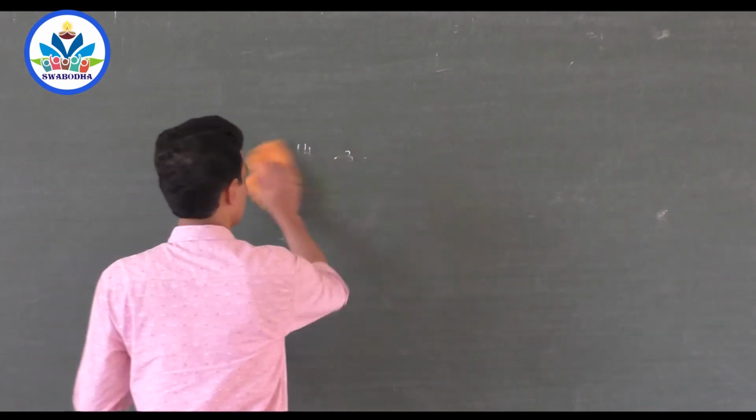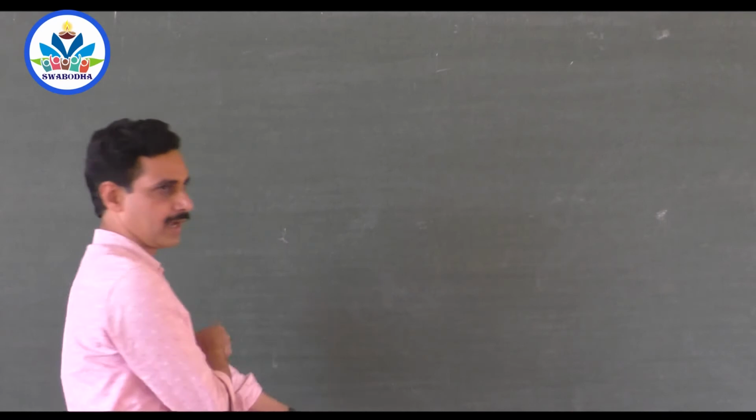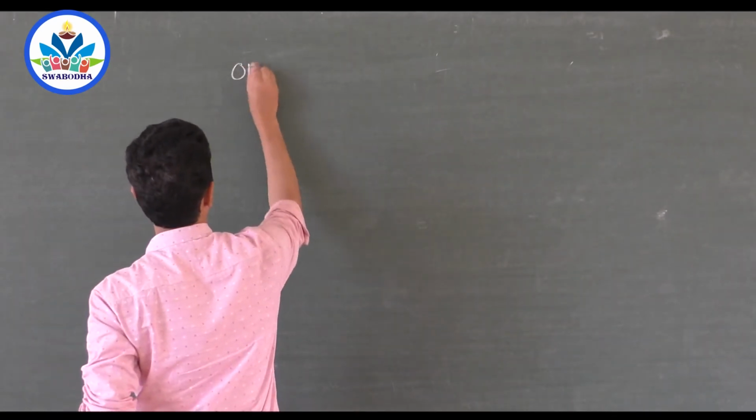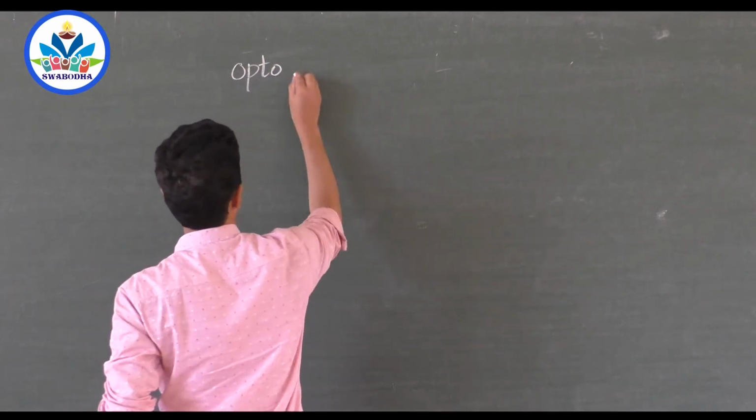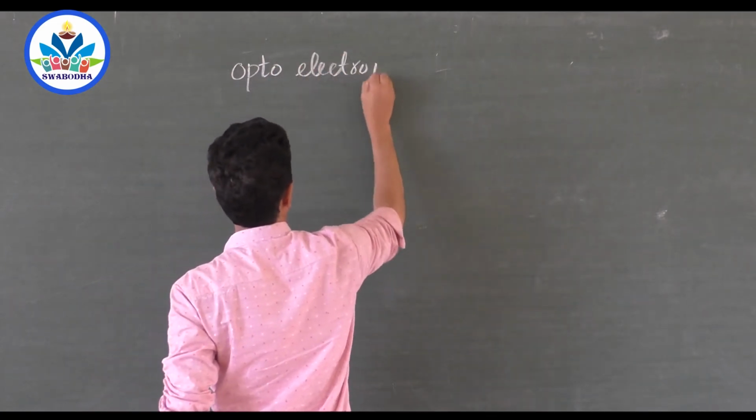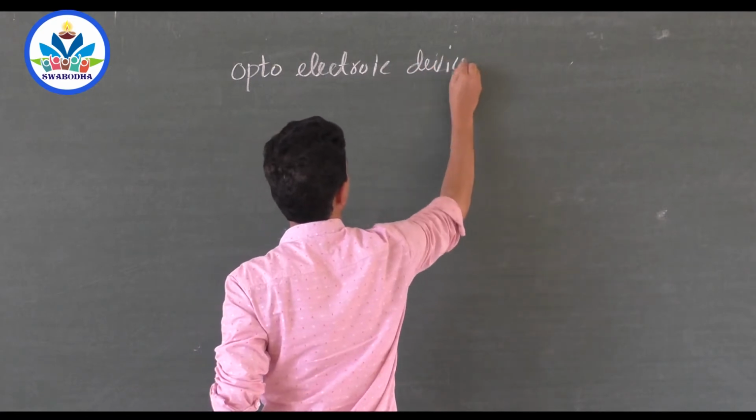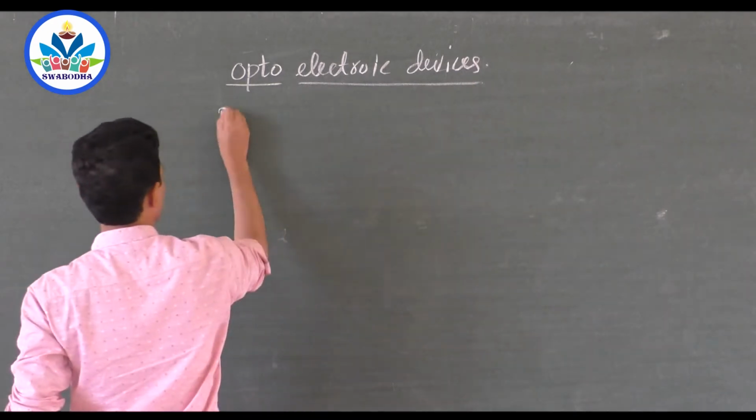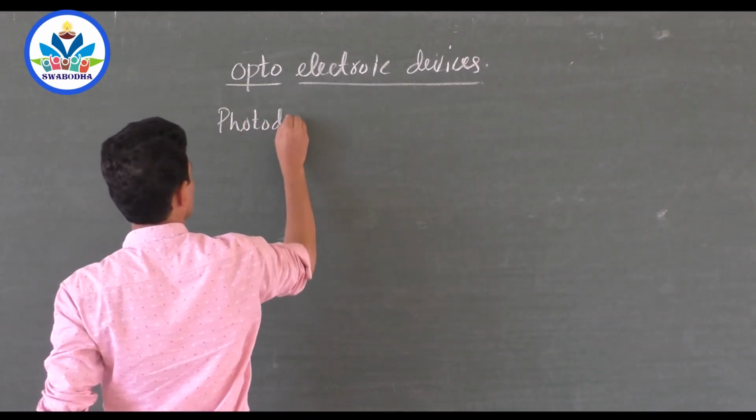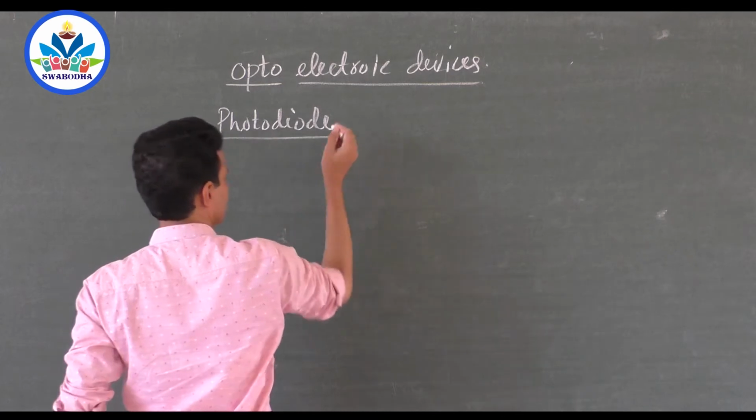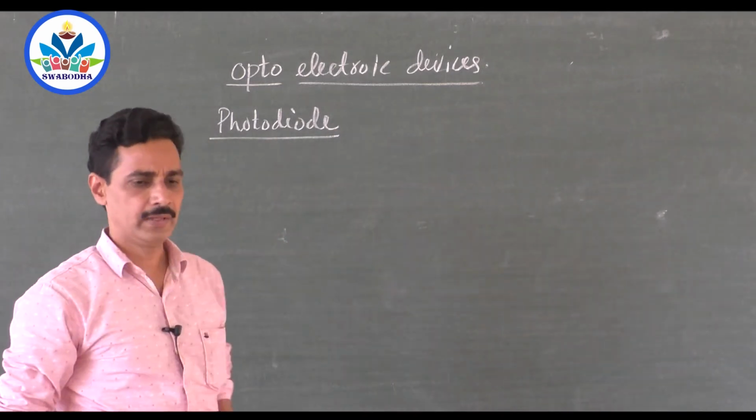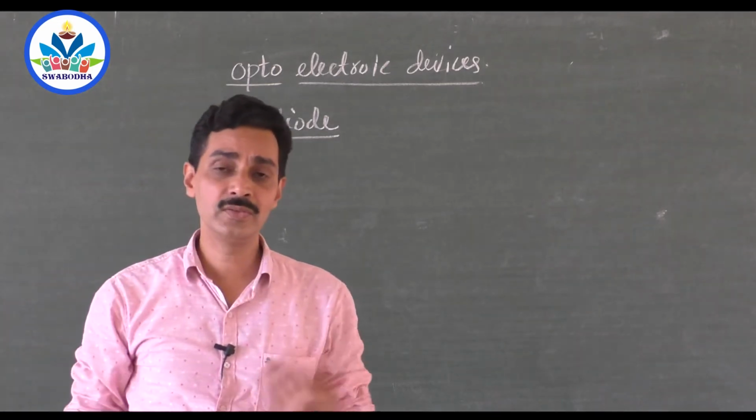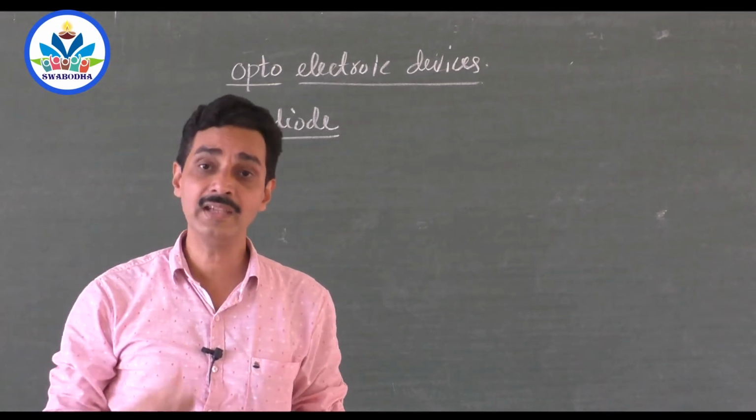Now we will go for some optoelectronic devices, again diodes, optoelectronic devices which operate under light. One is the photodiode. We will see two diodes and a photocell. What is a photodiode? A photodiode is a p-n junction diode once again. It works and it gives a reverse bias current depending on the light falling on it.